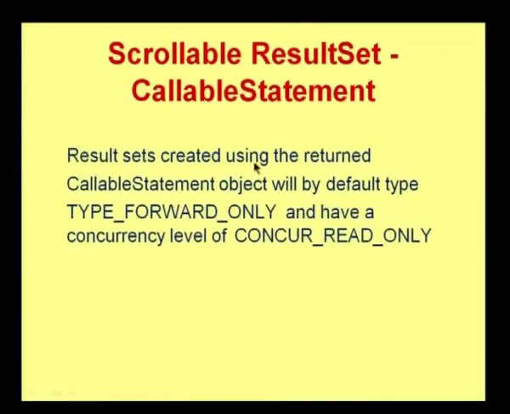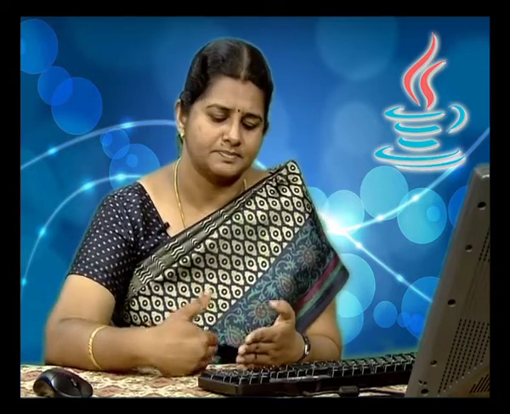Result sets are also created using callable statement objects. By default, the type is TYPE_FORWARD_ONLY and it has a concurrency level of CONCUR_READ_ONLY. As already told, whenever I execute a callable statement, the result of that particular procedure will be returned back. In that case also I can specify the parameters regarding my result set, about my concurrency as well as about my scroll.